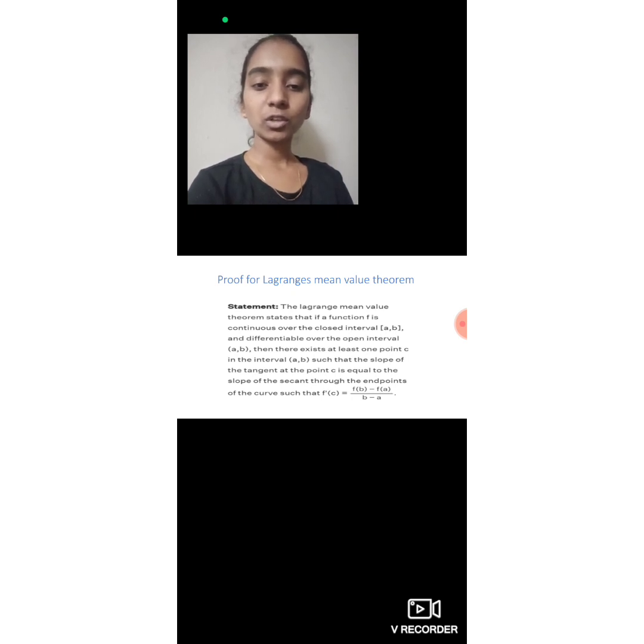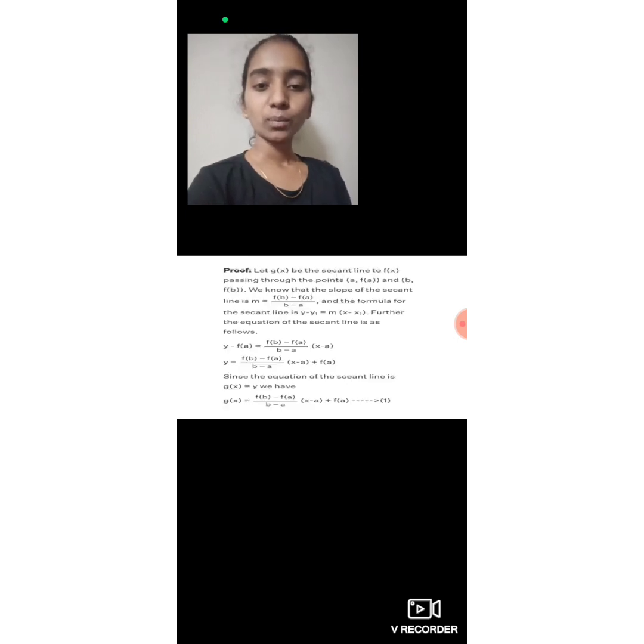Statement. The Lagrange's mean value theorem states that if a function f is continuous over a closed interval [a, b] and differentiable over the open interval (a, b), then there exists at least one point c in the interval (a, b) such that the slope of the tangent at point c is equal to the slope of the secant through the endpoints of the curve, such that f'(c) = (f(b) - f(a)) / (b - a).